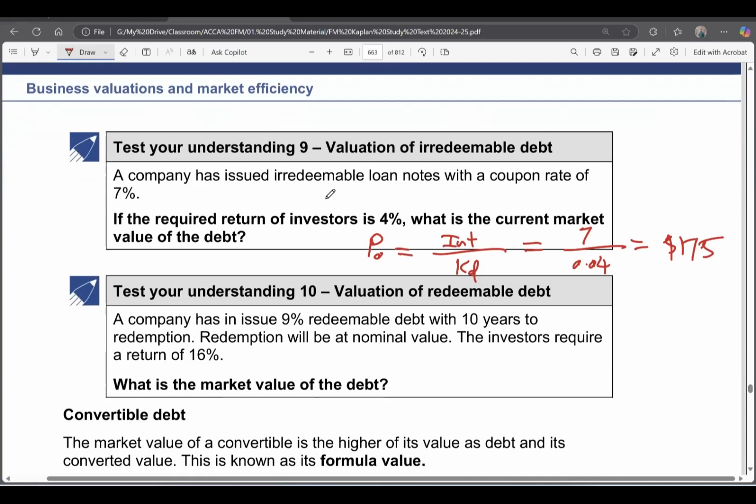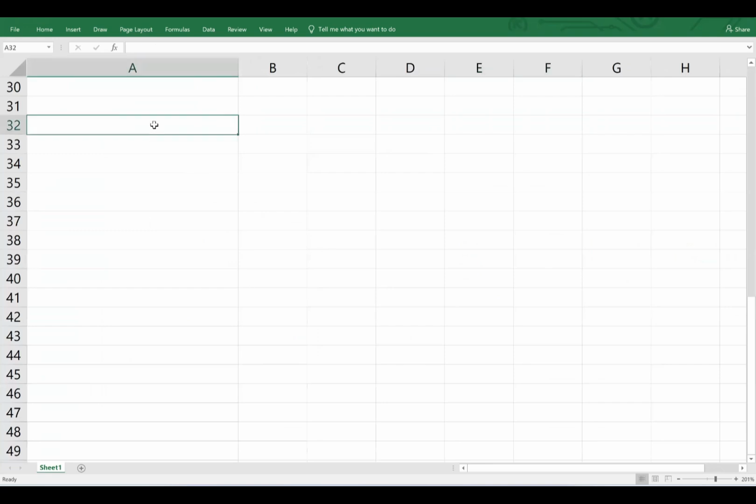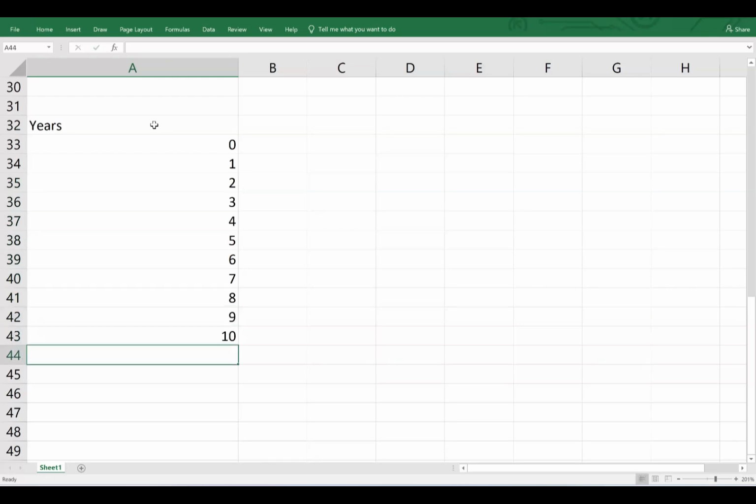Now, next is redeemable bond. So how to find the market value of redeemable bond? The company has issued 9% redeemable bond with 10 years to redemption. So maturity is 10 years. Redemption will be at nominal value, mean par value. The required return is 16%. What is the market value of this redeemable debt? So take all the cash flows and discount at 16% return of the investor. So we have 10 years. Okay, I will do it here. We can use annuity factor as well.